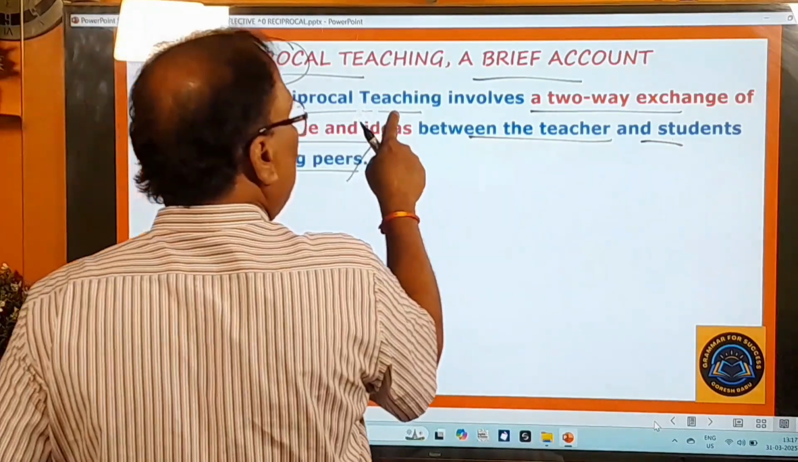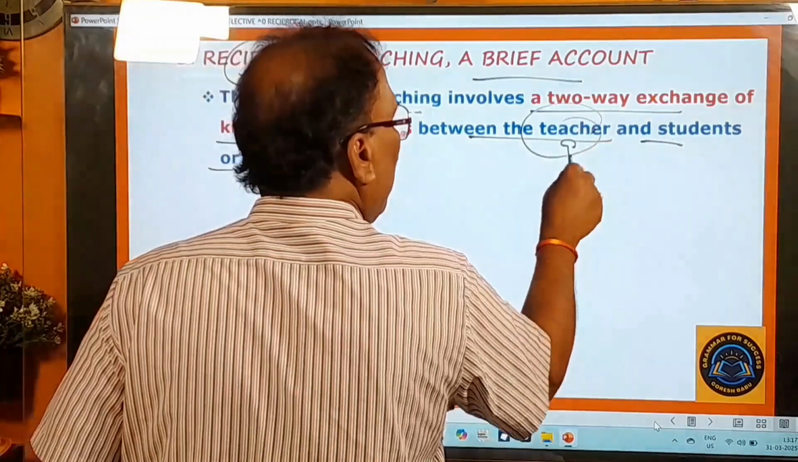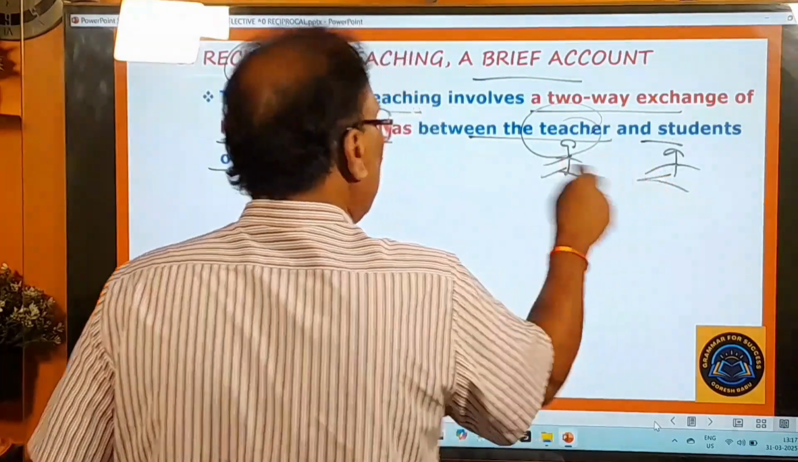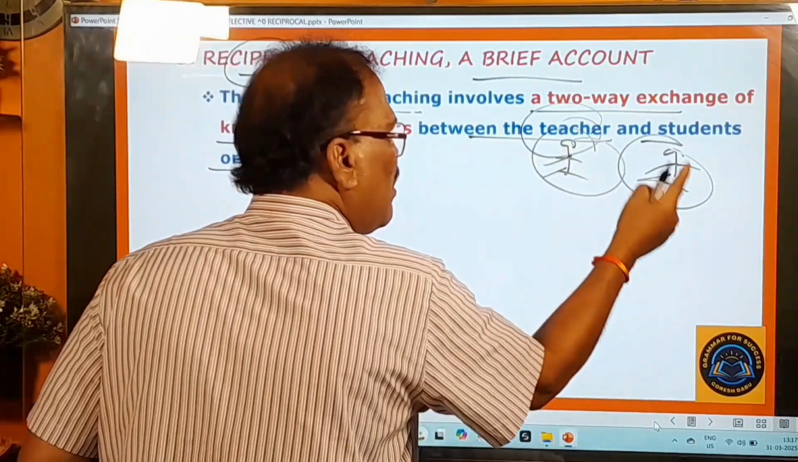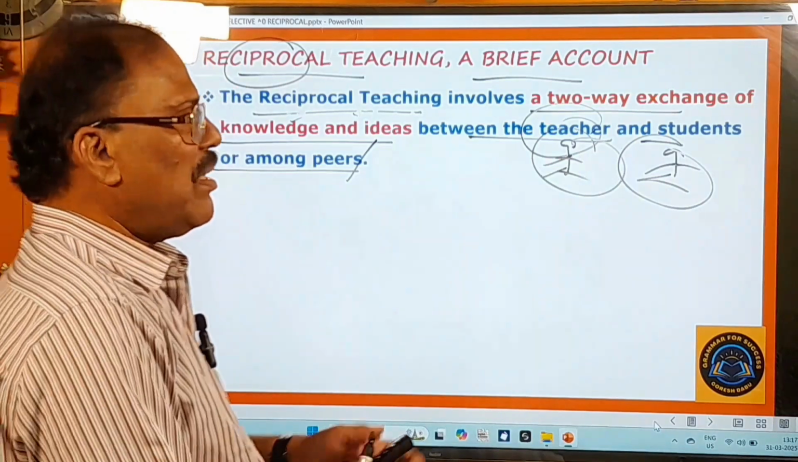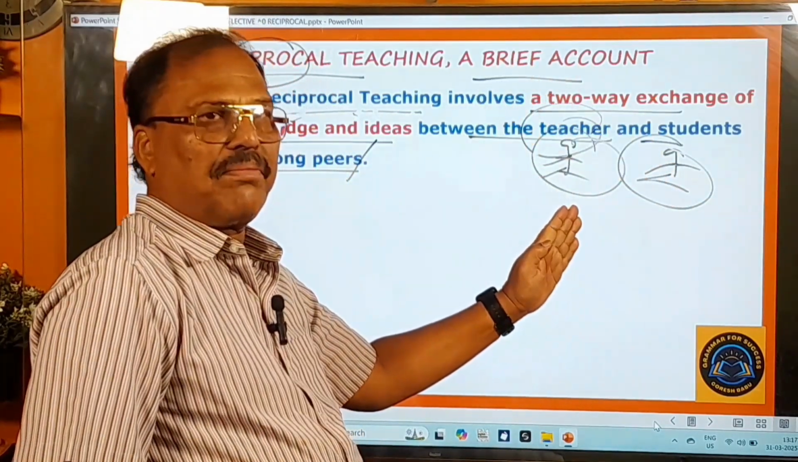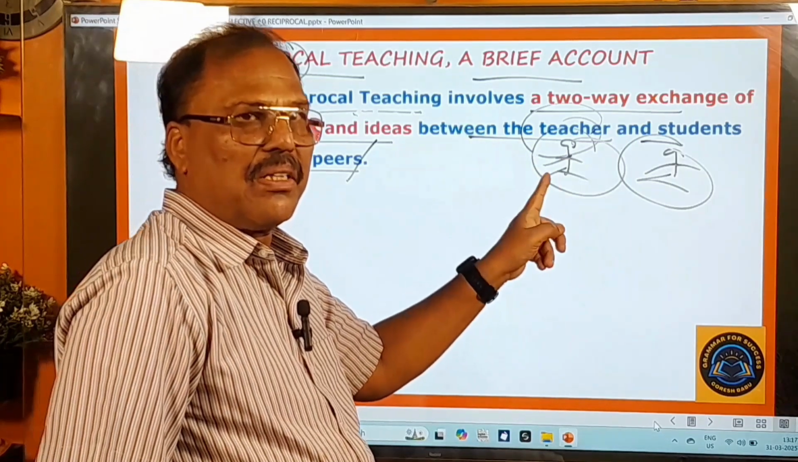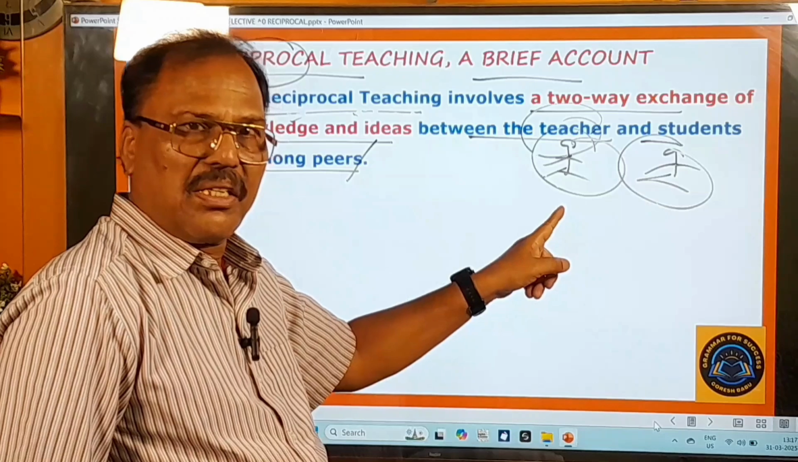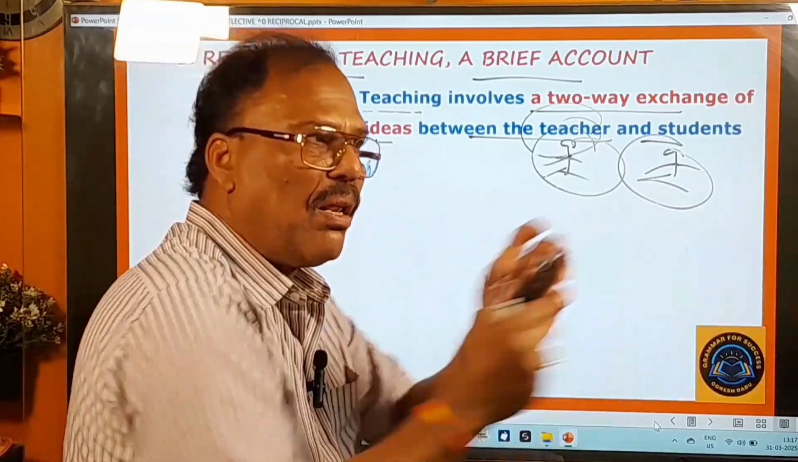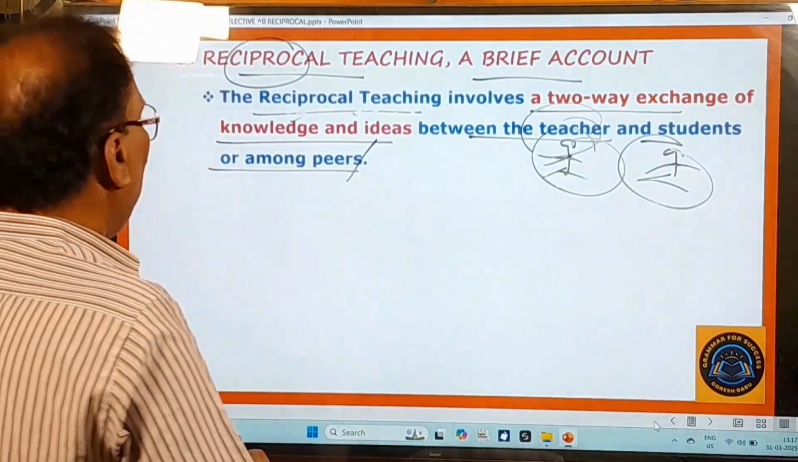So the reciprocal teaching involves a two-way exchange of knowledge between the teachers and the students. This is nothing but the exchange of ideas and knowledge between the teachers and the students. The teachers will give their knowledge to the students and the students will give their ideas to the teachers. So this is therefore called reciprocal, give and take teaching.